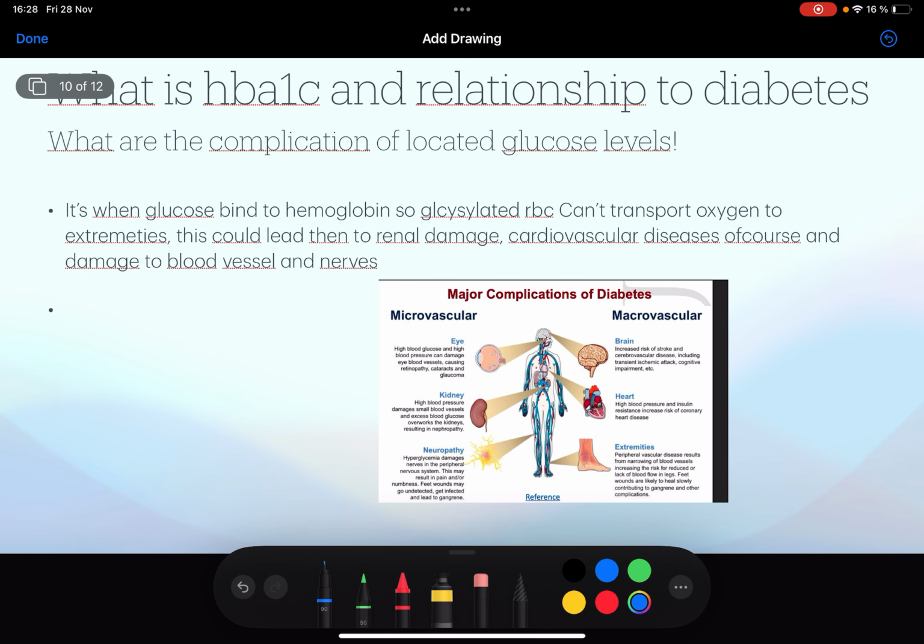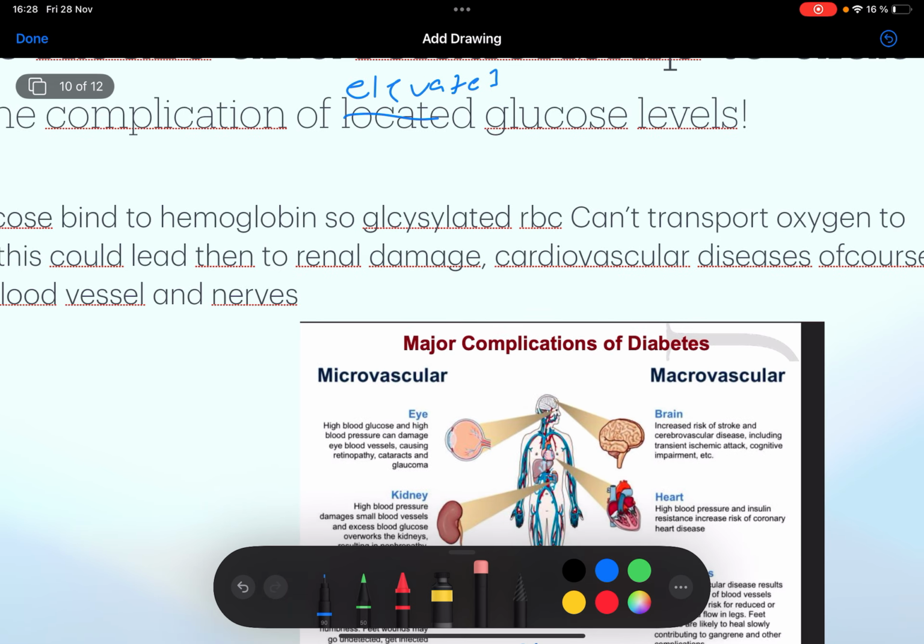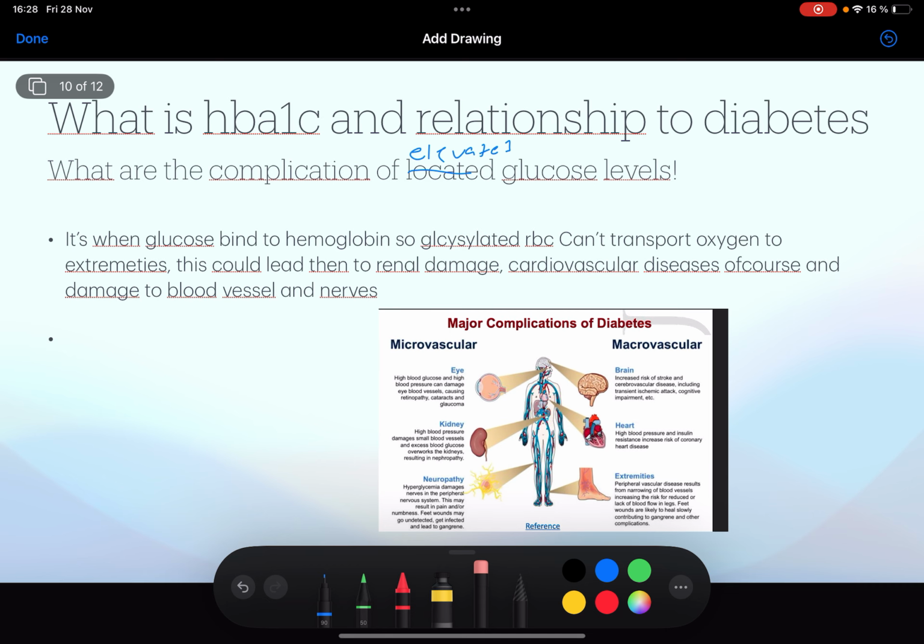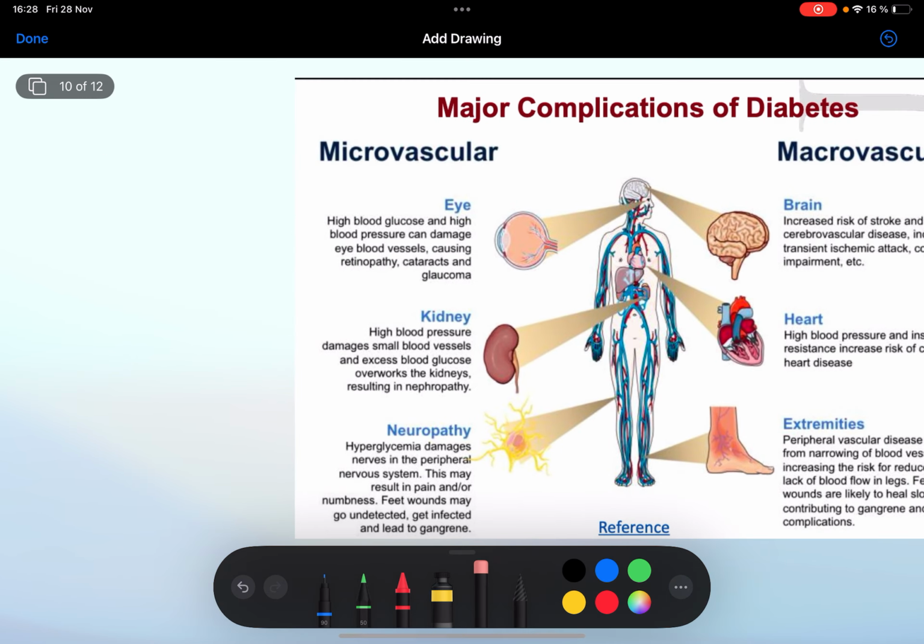Now, also, what is the HbA1c in relationship to diabetes, and what are the complications of this? It should be elevated glucose levels in the blood. So basically, it's when glucose binds to hemoglobin. So we have glycosylated RBC, which just means that you have a hemoglobin with glucose bound to it. So this red blood cell can't transport oxygen to the extremities, and this would then lead to many complications, which is written here.